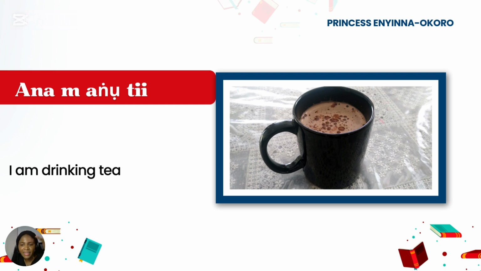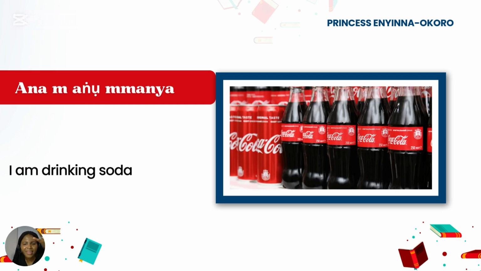That's how we say it in Igbo. Ana m aṅụ tea. Also this one, soft drinks, soda. We have Coca-Cola, we have Fanta, malt, Pepsi, and all of that. But generally, they are usually called mmanya in Igbo. So we're going to say, ana m aṅụ mmanya. Can you try? Ana m aṅụ mmanya. Again, ana m aṅụ mmanya. Very good.